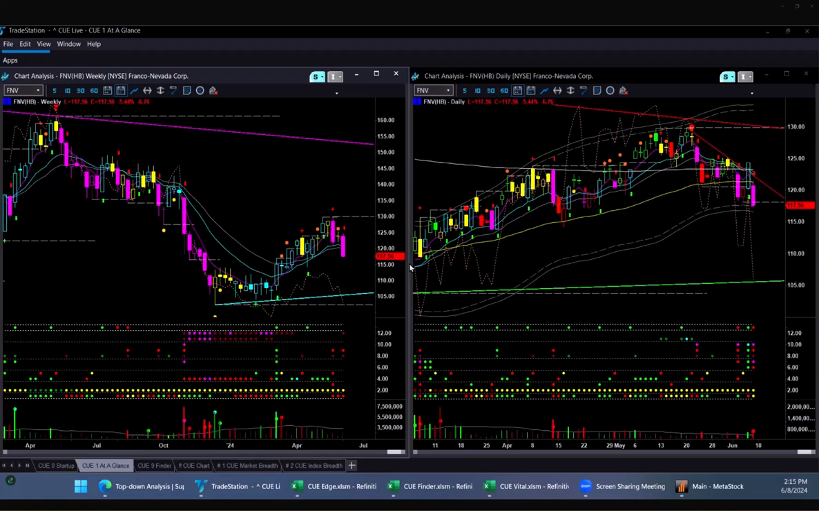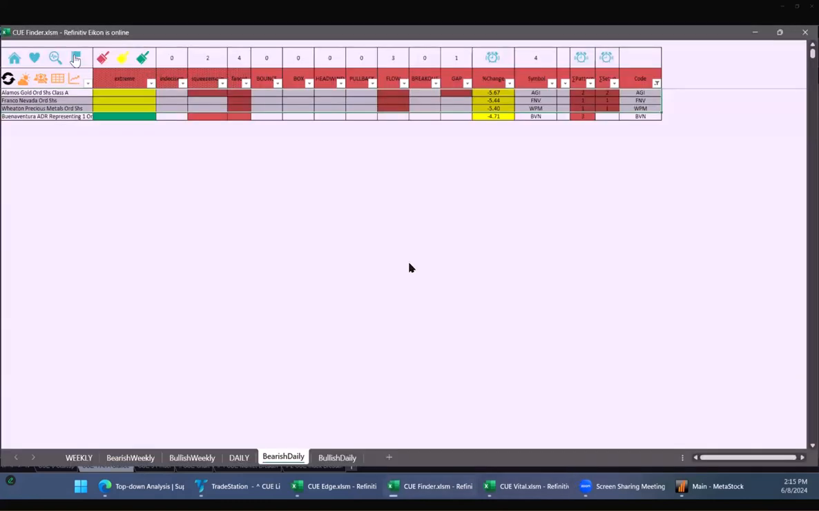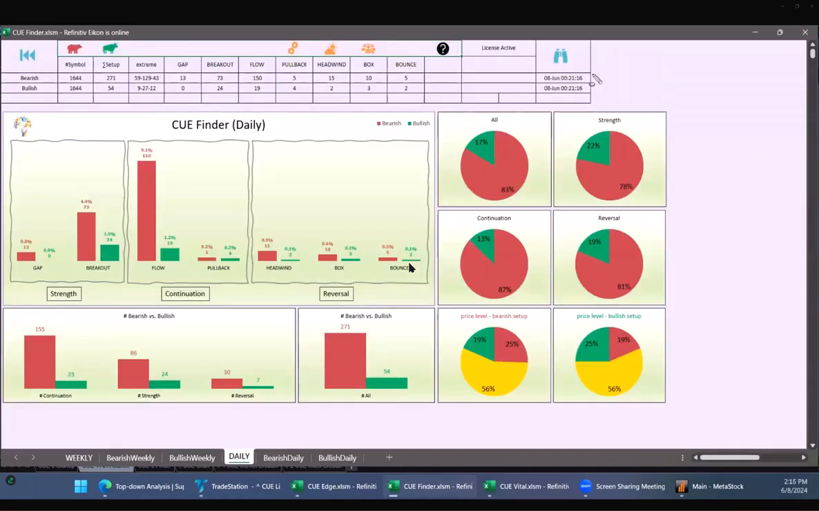What about bottom-up analysis? Can be done equally easily. And I'm going to start with the daily technical breadth. It is bearish. We already saw that. So I would like to go to the bearish trade setups. All these stocks, 231, has one or more bearish trade setup.